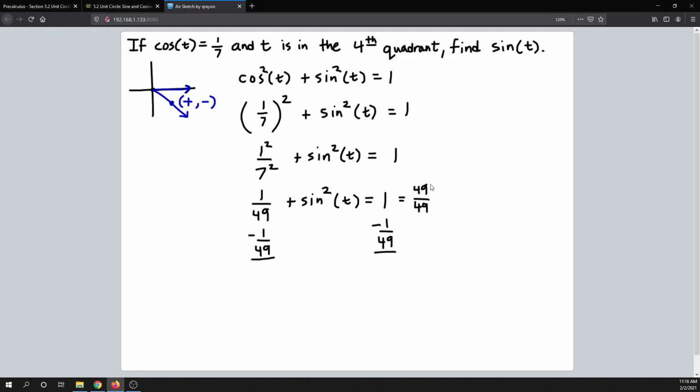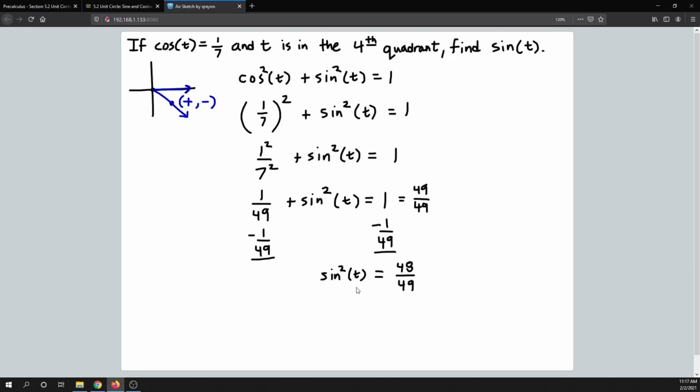All right, and so now over on the left side, I will have just sine squared t. Over on the right side, I'll have 49/49 minus 1/49. That's going to be 48/49. Okay. All right, so I have sine squared by itself on one side of the equation, and a number over here. And so what I want to do is use the square root property to solve that out.